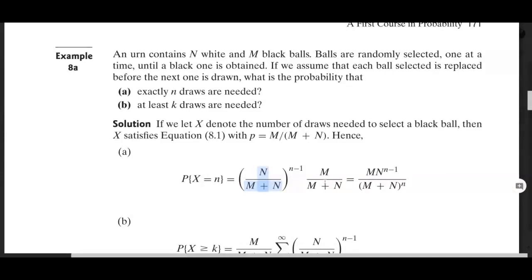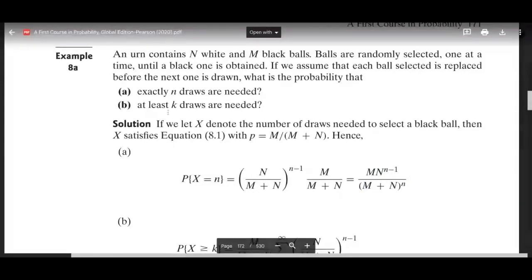So let's see, 1 minus this. 1 is m plus n divided by m plus n, and m plus n minus m, indeed, is n over m plus n. So this is 1 minus p, the failure. Right? So we have n minus 1 failures, and finally we reach the nth one to be a success. And when we simplify this, we get this. So that's the first one.